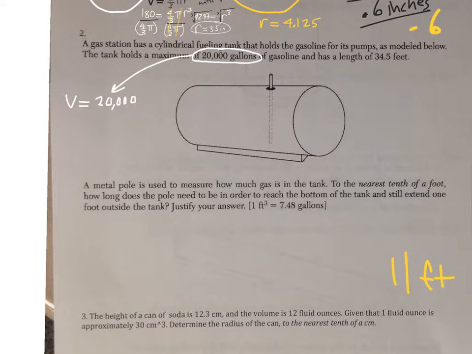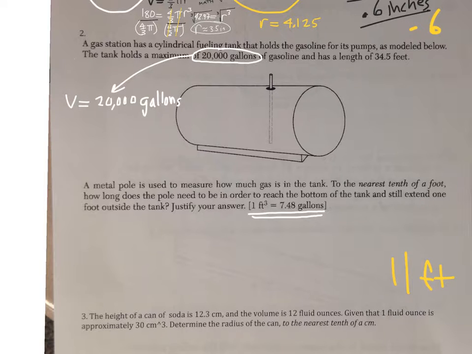Okay. So on this question right here, question number 2, they're telling you the volume in gallons, and that's something to notice and to be aware of, that they're giving you the volume in gallons. If you look down below, at the end, they're giving you a conversion. So there's a 100% chance that you're going to have to convert gallons into cubic feet. So how many cubic feet is 20,000 gallons?